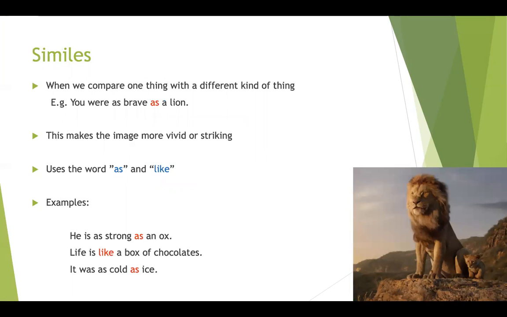So the first thing we're going to be looking for in our text are similes. And a simile is where we compare one thing with a different kind of thing. So for example, you might hear somebody say, "You were as brave as a lion." So they're comparing the person to a lion. And the reason people use similes in their writing is to make the image more vivid or more striking. You can always spot a simile because it will use the word as or like.